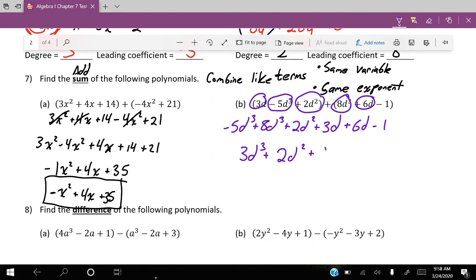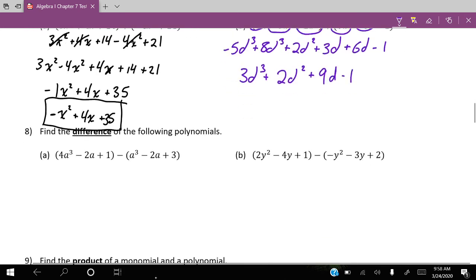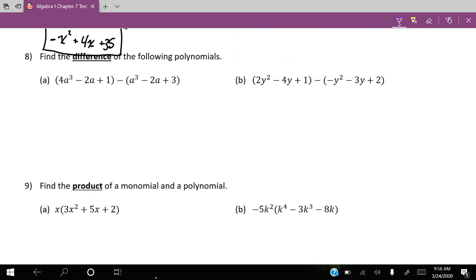3d plus 6d is 9d, and the minus 1 is just sitting at the end. So you'll notice that once you feel a bit more confident with how you're working, it only takes about 2 steps. All right, so we're going to move to number 8, and then 9 and 10 will be a walk in the park for us.